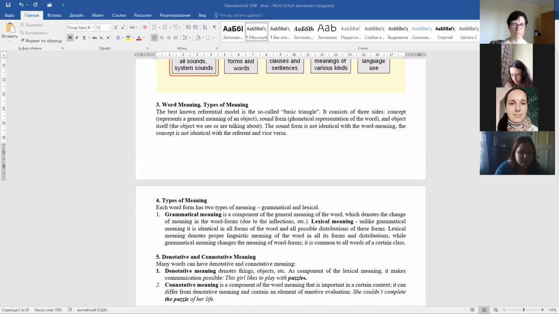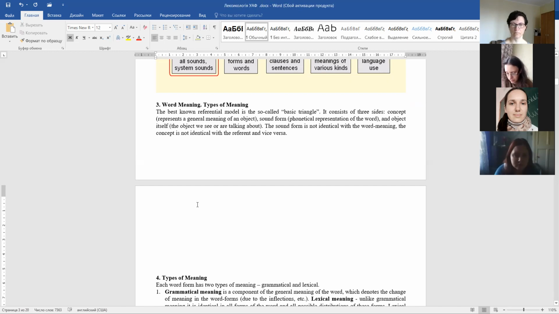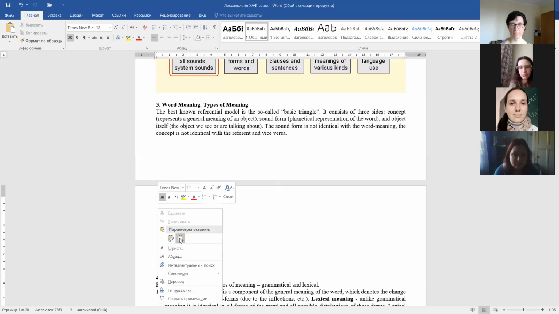The sound form is not identical with the word meaning. The concept is not identical with the referent, and vice versa. No, Marin, we're still here. Yeah. So, I want to show you the basic triangle, and I want your comments here on the basic triangle. Just give me a second. I will find the picture, and we'll discuss it.